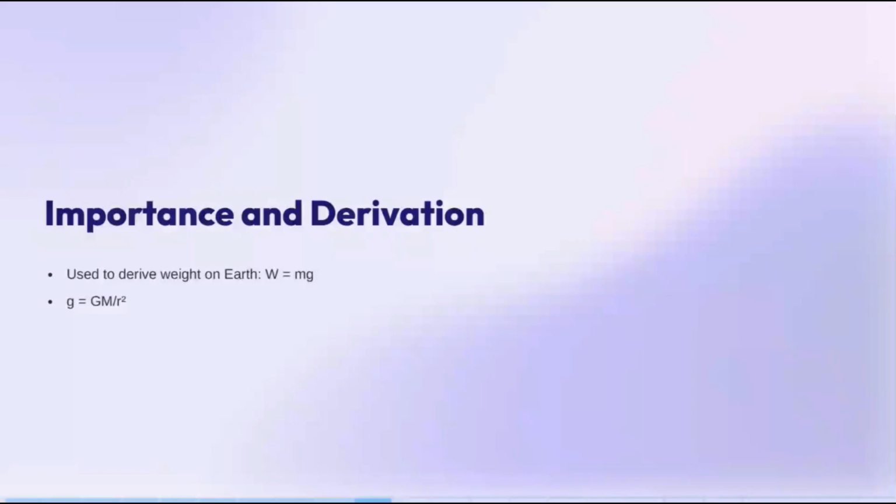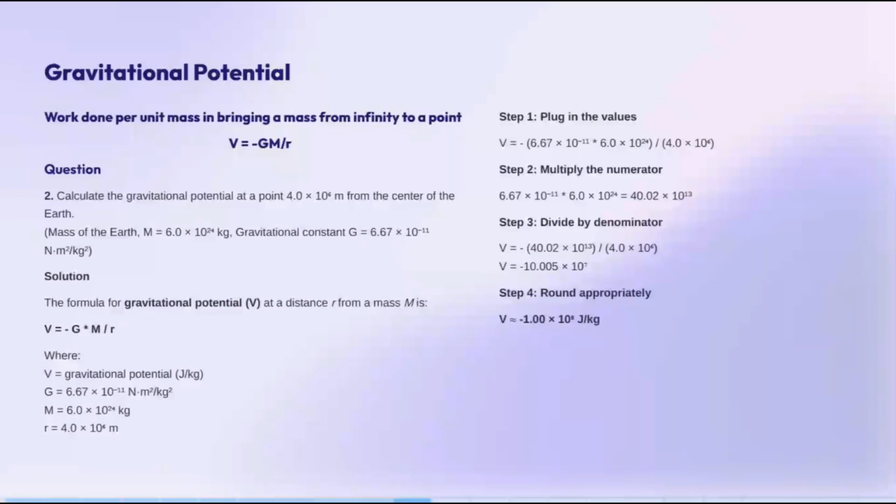So now let's move on to gravitational potential. Gravitational potential, this is another topic under gravity. So now, the gravitational potential is defined as the work done per unit mass in bringing a mass from infinity to a point.